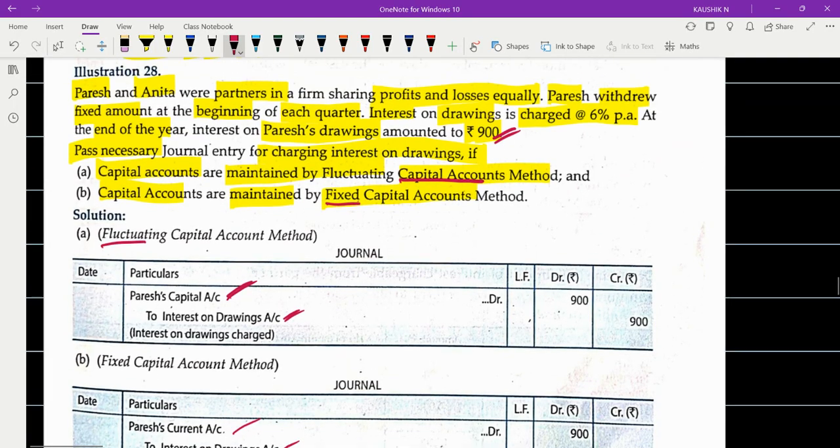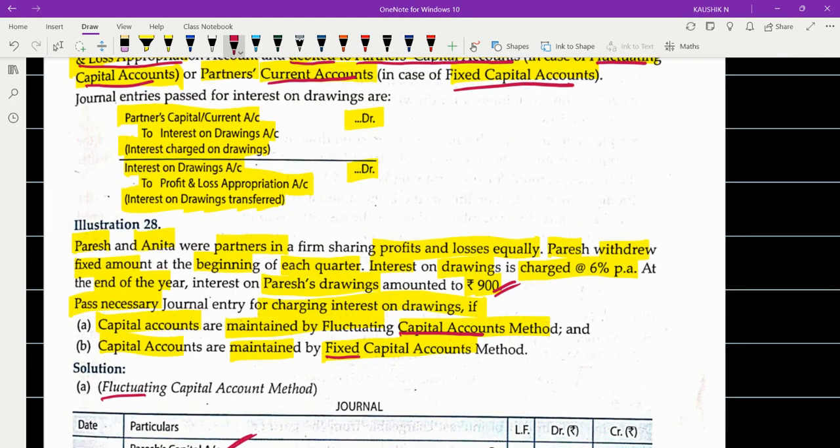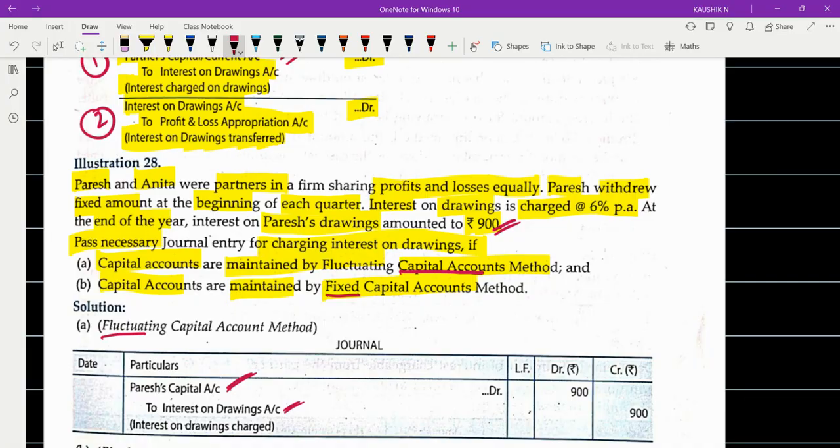Now you may ask me a question. Sir, we saw that there were two journal entries, the first journal and the second journal. But in this problem, we have used only this particular journal, whereas the second journal we have not used. Why, sir? No, the question is very clear. It says pass the necessary journal entry for charging interest on drawings if capital accounts are maintained under this method and this method. They're asking you to just show it in the partner's capital account for now. They're not asking you to show it in your profit and loss appropriation account.